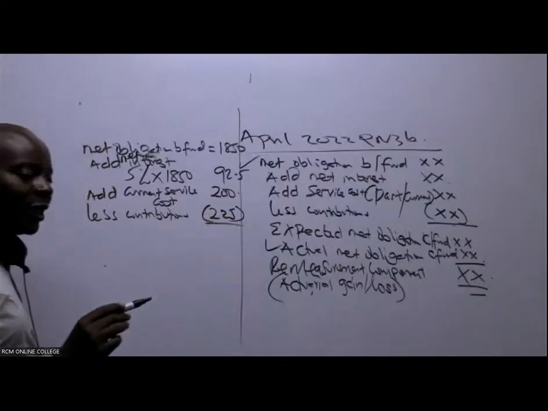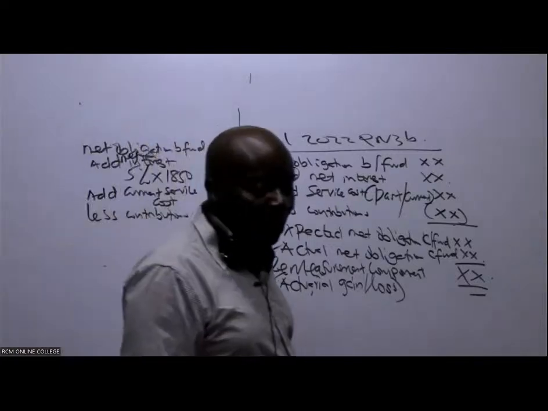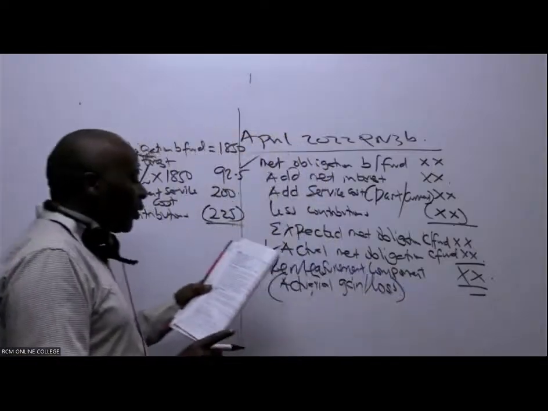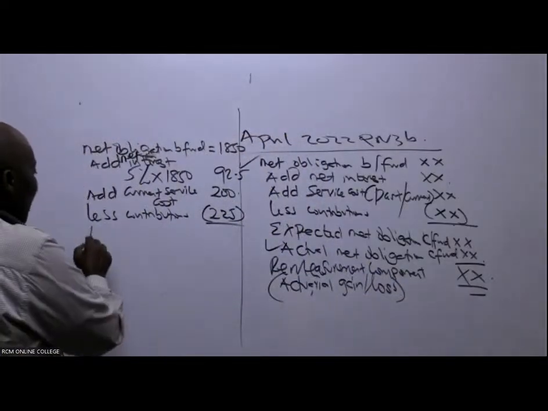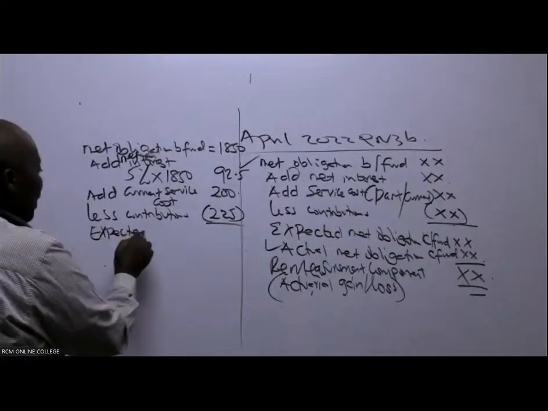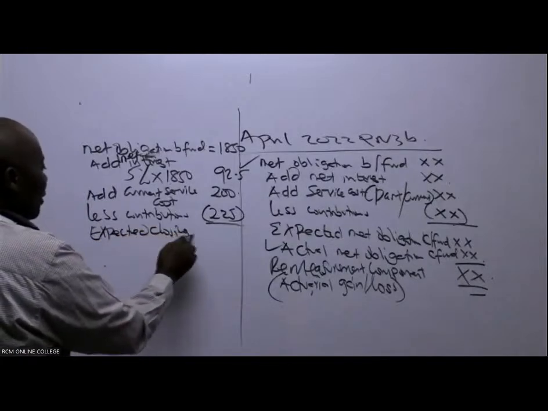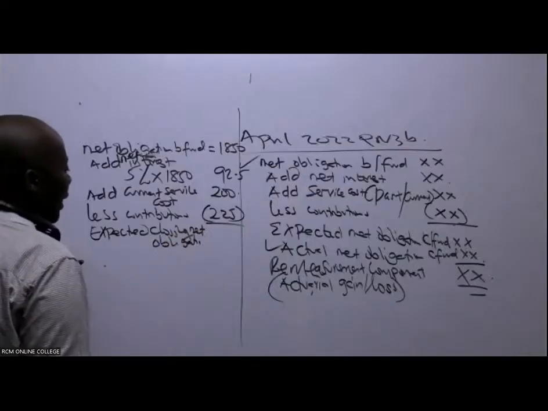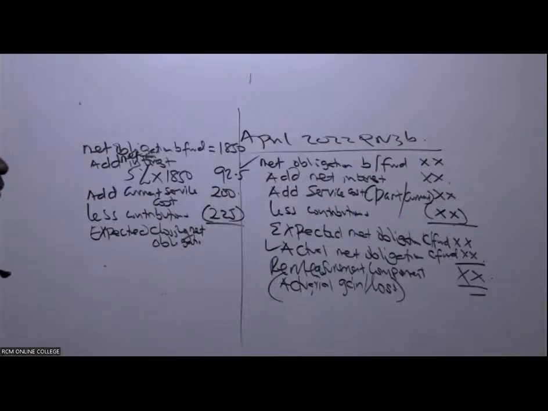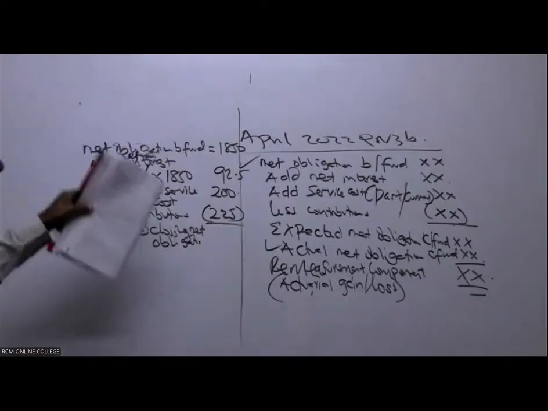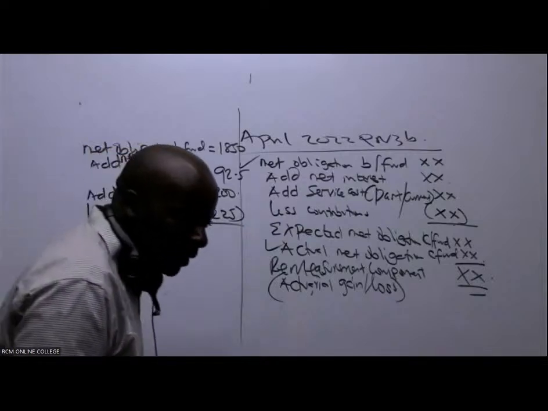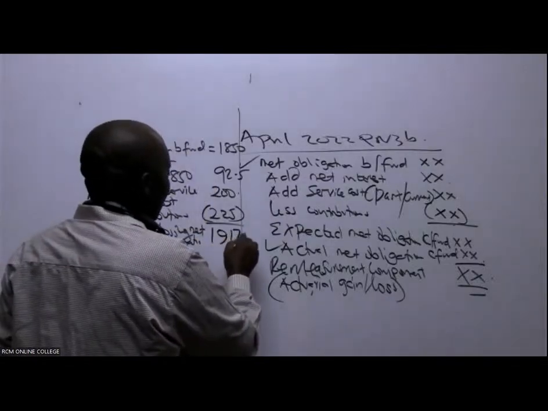Leave out the benefits which are there. And I'll be able to tell you why we leave them out tomorrow. So leave them out. So come and give me the expected closing net obligation. Use the word net always. Expected closing net obligation, or net obligation carried forward. So you take 1850 plus 92.5 plus 200 minus 225. So somebody is giving me 1917.5. Thank you very much.